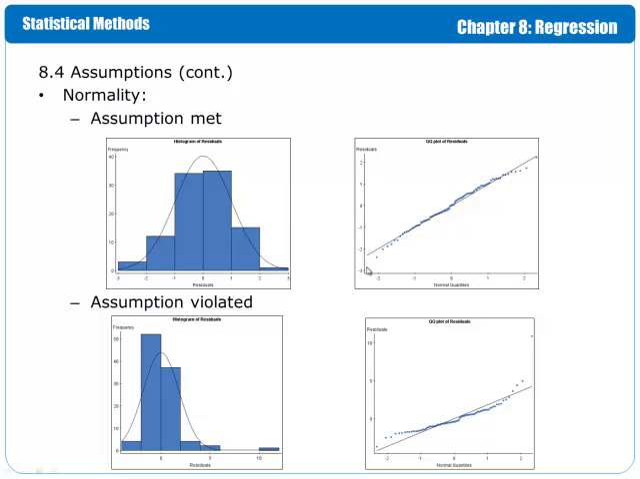So if they're the same, if they're both the normal distribution, then it should be like a 45-degree angle straight line. And so departures from that straight line would indicate departures from normality. The two top ones are what the graphs look like when the assumption of normality is met. The two bottom graphs are what the graphs would look like if the assumption of normality is violated.